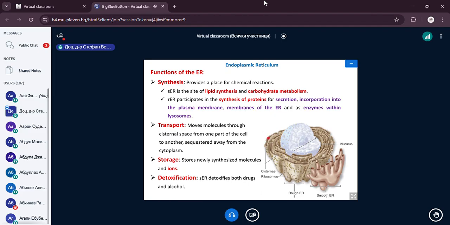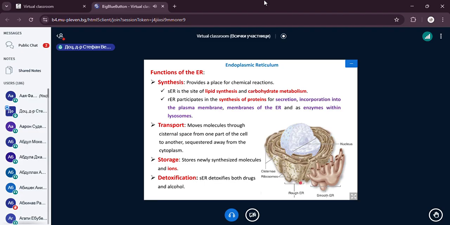Second, transportation. Because these cisterns are all interconnected with each other, substances from one cistern can go into another, from rough into smooth endoplasmic reticulum, and in this way substances can move in the cell, but sequestered, separated from the cytosol. So they move inside the cisterns of the endoplasmic reticulum.